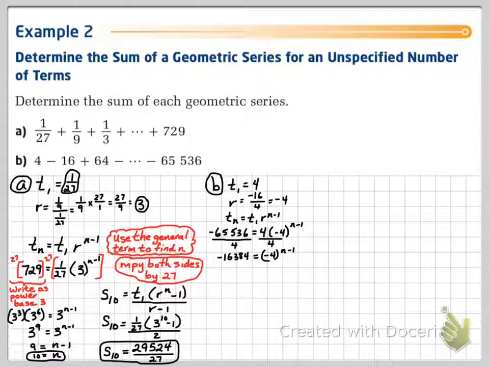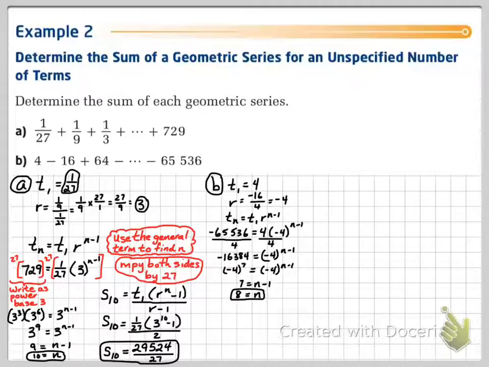My next step is to express negative 16384 as a power of negative 4. So I'm going to start out. I'm going to say negative 4 times negative 4 times negative 4, enter, times negative 4, enter, times negative 4, enter, and I'm going to find that negative 16384 is actually negative 4 to the power of 7. Now I know that 7 has to equal n minus 1. The exponent has to equal the exponent. And that means by adding 1 to both sides, n is equal to 8.